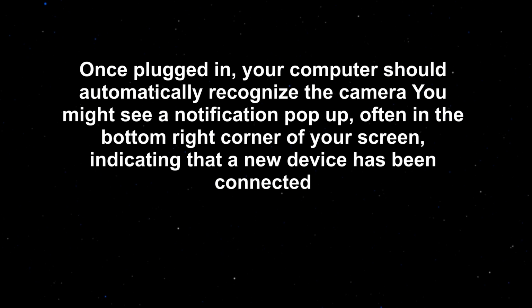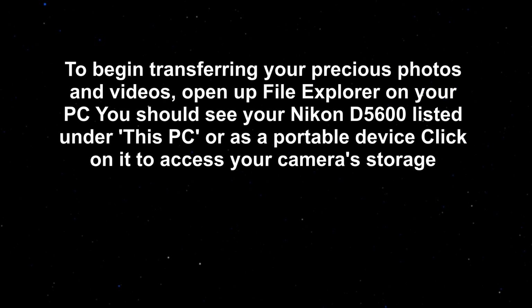Once plugged in, your computer should automatically recognize the camera. You might see a notification pop up, often in the bottom right corner of your screen, indicating that a new device has been connected. To begin transferring your precious photos and videos, open up File Explorer on your PC. You should see your Nikon D5600 listed under This PC, or as a portable device. Click on it to access your camera storage.